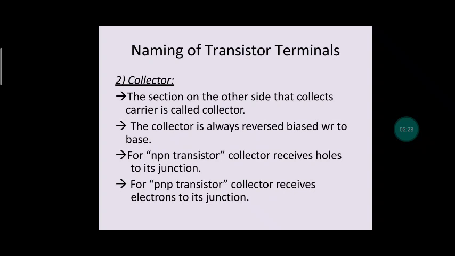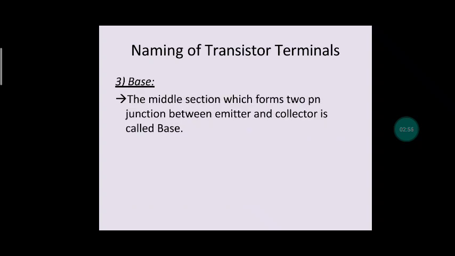The collector collects the carriers from the particular section of the device. The collector is always reverse biased with respect to the base of the transistor. In an NPN transistor, the collector receives electrons at the corresponding junction. In a PNP transistor, the collector receives holes at its junction. Then the base is the middle layer of the transistor. There are two junctions: the emitter base junction and the collector base junction.